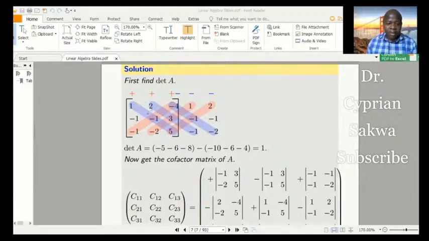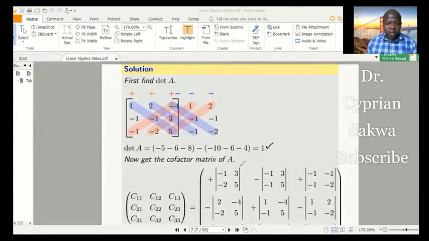So I add, this is -5 plus, this is -6 plus, and this is -8. And then minus these entries, minus, this is -10, and this is -6, and this is -4. So when I do this, I get the determinant to be 1. So I now have the determinant.